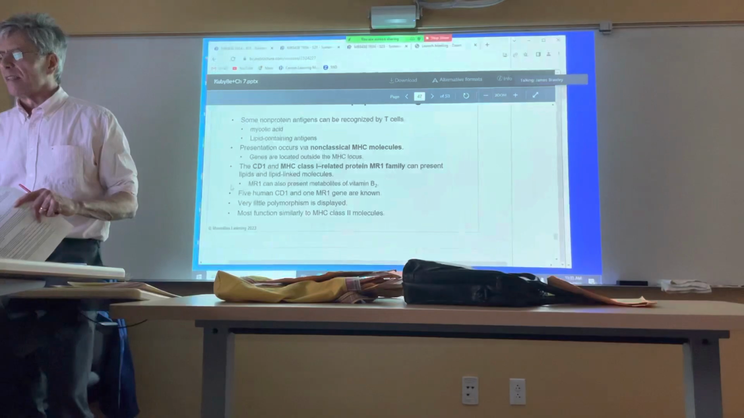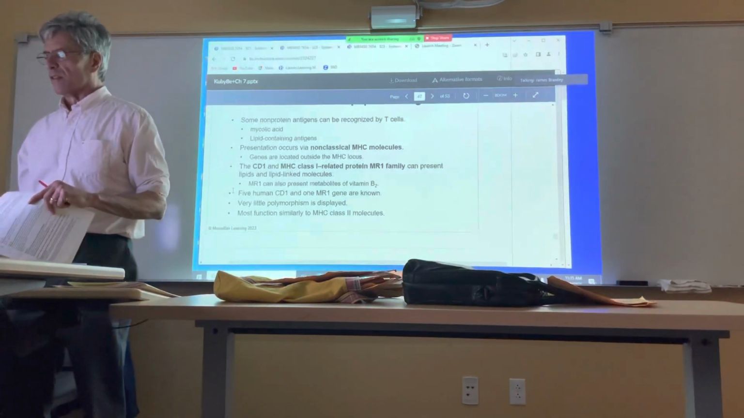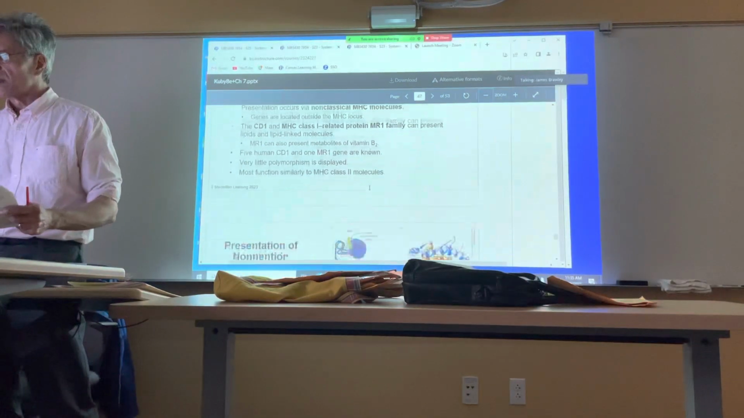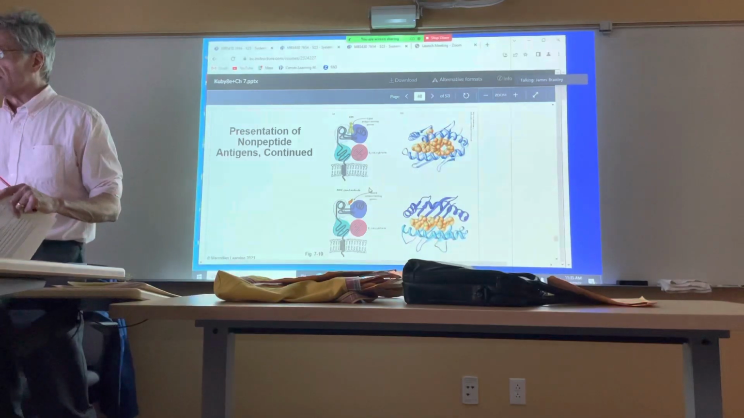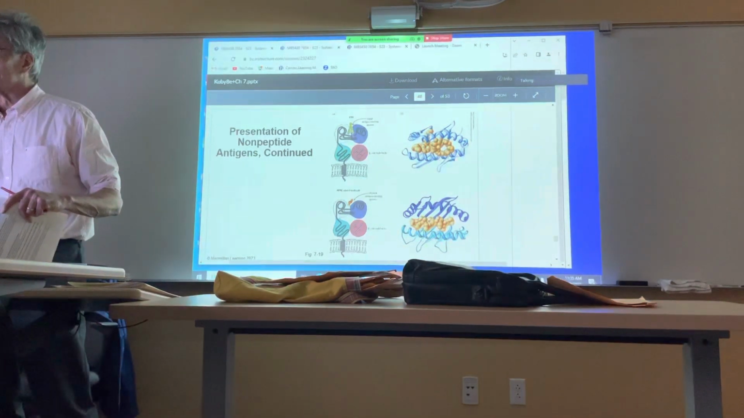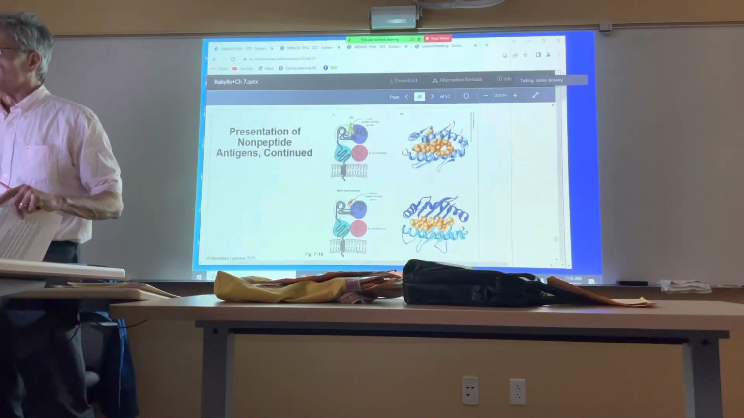Several CD1 type genes are known. Little polymorphism, somewhat similar to class 2. What you're supposed to get out of this is there's a deep groove in CD1 for lipid antigen binding, the lipid going into the antigen binding groove.